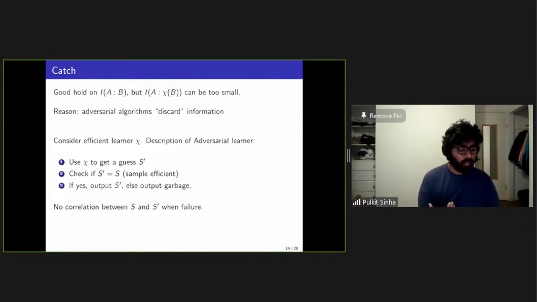This is in stark contrast to the actual working of the known optimal algorithm. This is because when it fails, it fails in such a way that the guess it generates is very close in set difference to the actual set s. So you still have a lot of correlations in the case of failure as well.